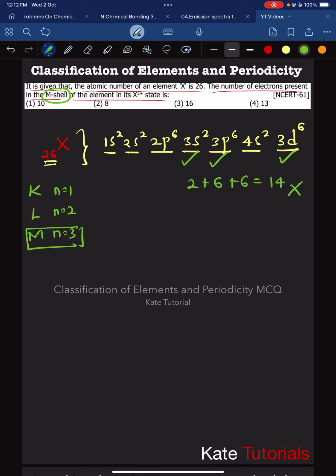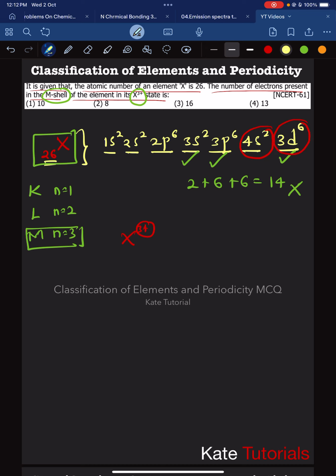The next thing they have told is plus 3 oxidation state. So here I have written the electronic configuration for only X. So if I want X3+, I should remove 3 electrons. So 3 electrons should be removed from the outermost electrons. So the outermost electron, it will be first 4s. From 4s, I should remove 2 electrons and 1 electron from 3d.